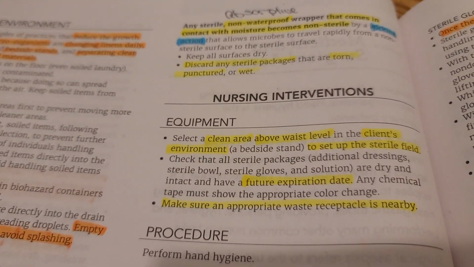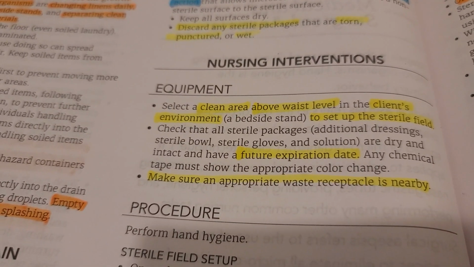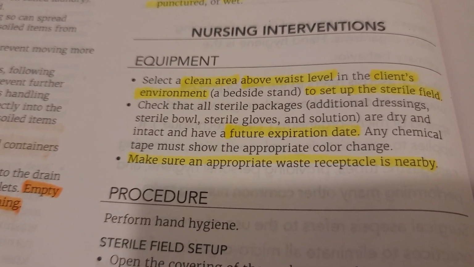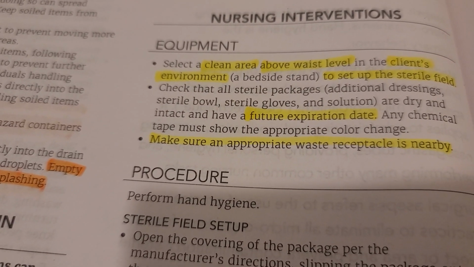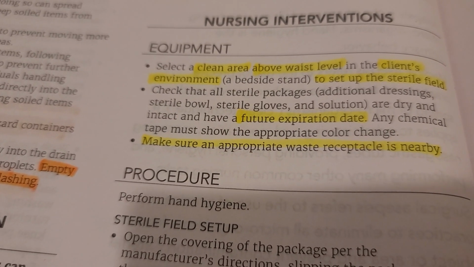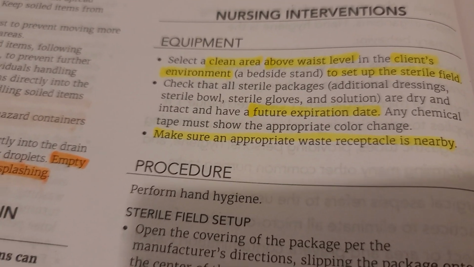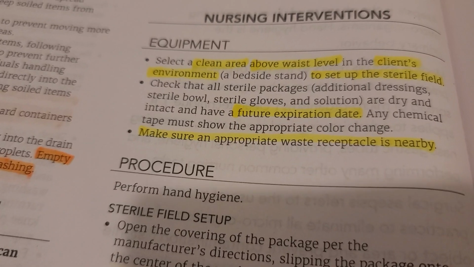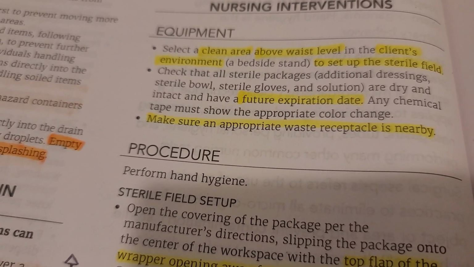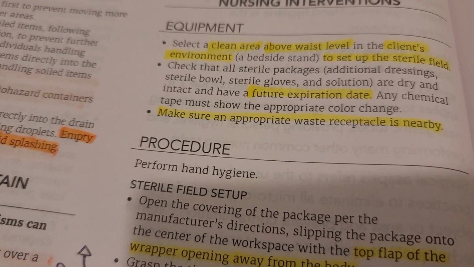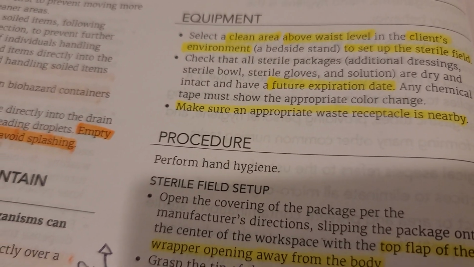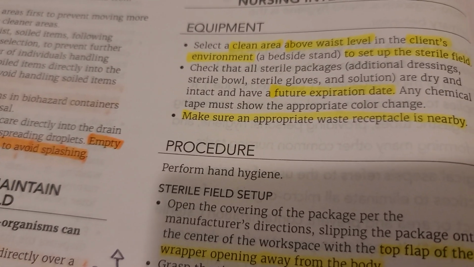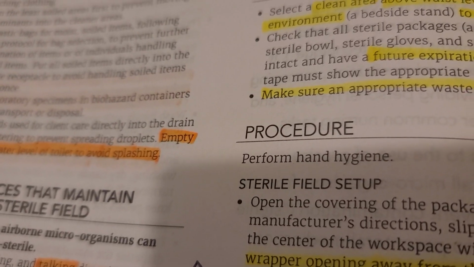Okay, let's see. Nursing interventions, equipment. Select the clean area above waist level in the client's environment. A bedside stand, you could adjust it to whatever level, usually, to set up the sterile field. Check that all sterile packages, additional dressing, sterile bowl. Yeah, I had to Google what the heck is a sterile bowl, because I'm thinking like one of them aluminum bowls that they put in the autoclave or something. No, it's like a little plastic bowl that is in a package.